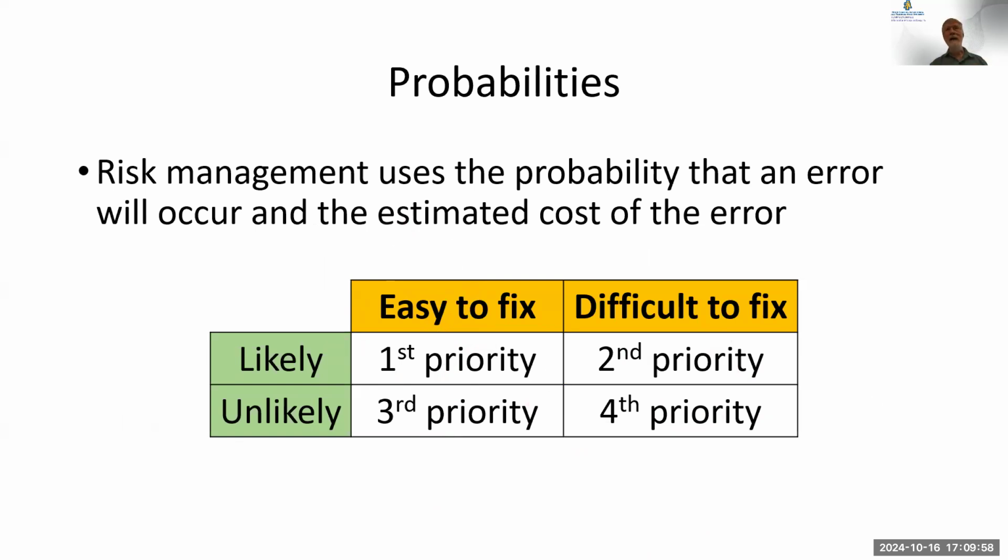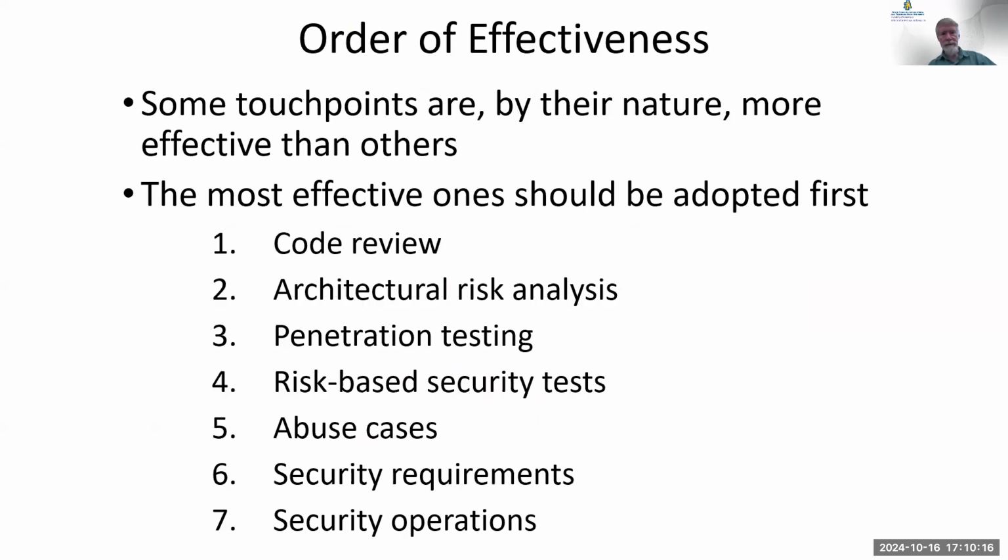And again, it may not be a binary decision. It may be a scale. But obviously, the things that are very likely to occur and are easy to fix, you fix those first. The things that are unlikely to occur and difficult, you fix those last. You want to go where you get the most improvement for your effort.